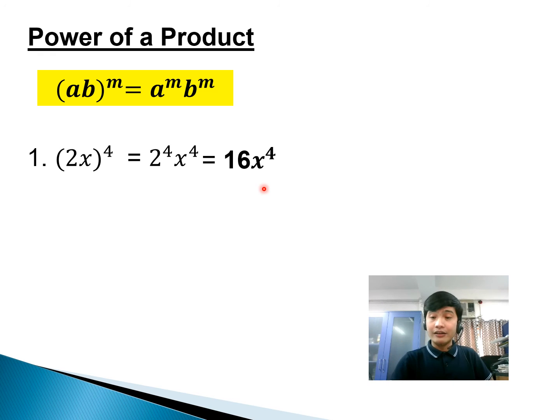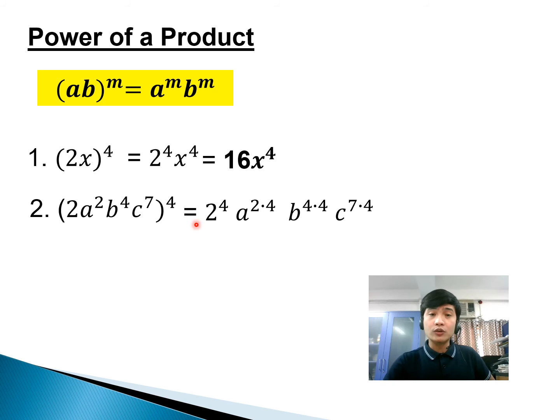Let's have number 2. So, 2a squared, b raised to the 4th power, c raised to the 7th power, quantity raised to the 4th power. So, medyo complex siya as compared dun sa ating first example. How are we going to solve this one? Kagaya lang din yung ginawa natin sa number 1. So, we will have here 2 raised to the 4th power. Ayan, distribute lang natin. And then 4. So, a squared, naging a raised to 2 times 4.